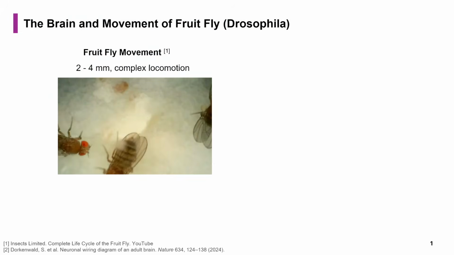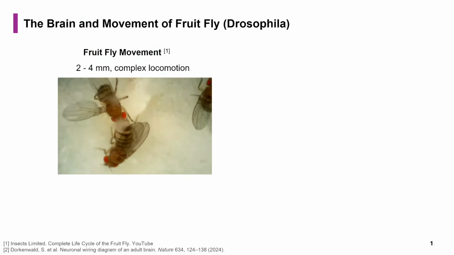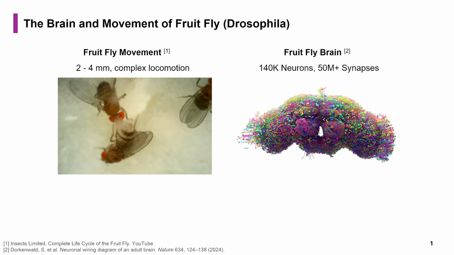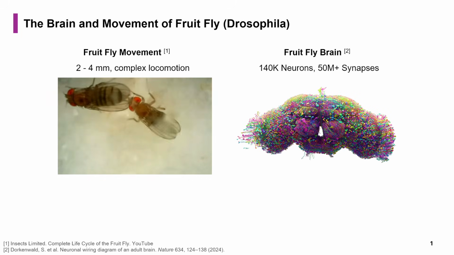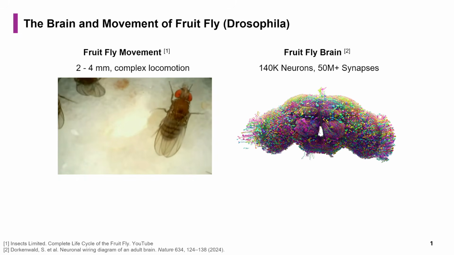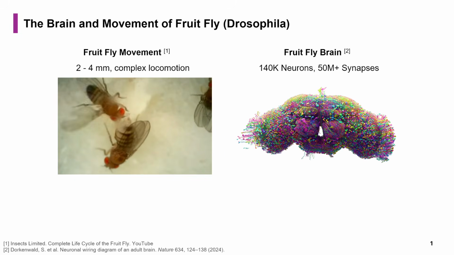The fruit fly, Drosophila, is only 2 to 4 millimeters long, yet it walks, turns, and flies with remarkable precision. And thanks to a recent breakthrough in connectomics, specifically the FlyWire project, we now have the complete synaptic wiring map of the fly's entire brain. Around 140,000 neurons and over 50 million synapses.